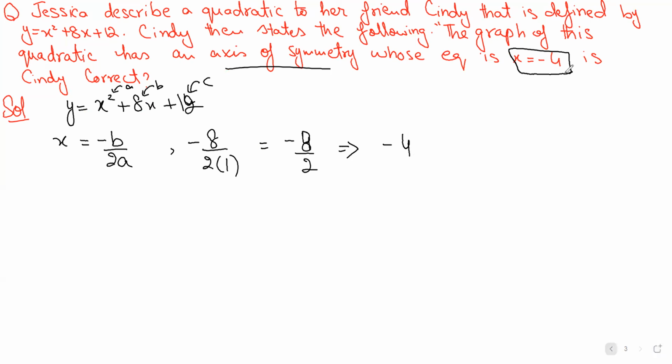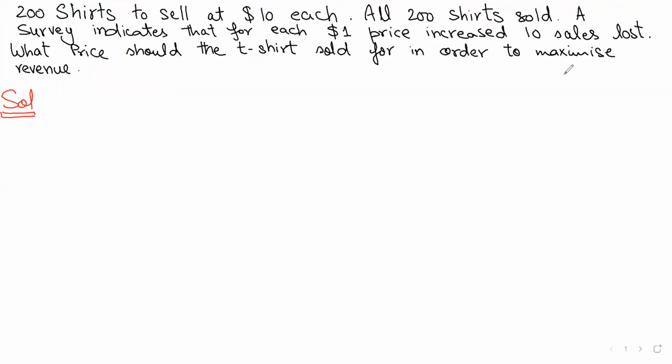Now coming to the next question. It says that we have 200 t-shirts to sell. Each shirt costs $10, and all 200 t-shirts are sold. A survey indicates that for each $1 increase in price, 10 sales are lost. So what price should the t-shirt be sold for in order to maximize the revenue?